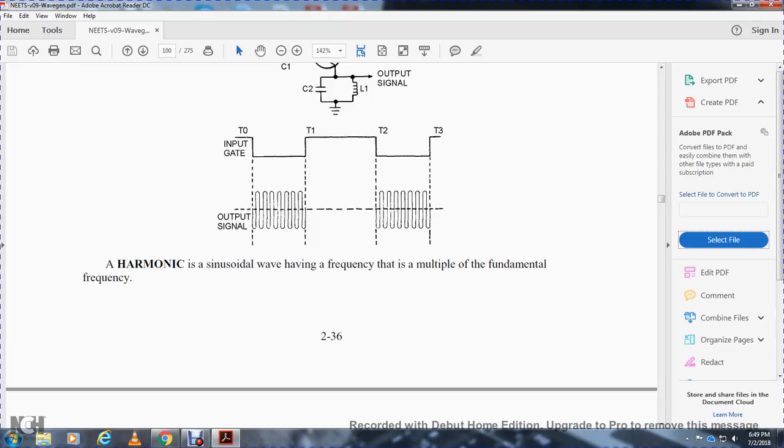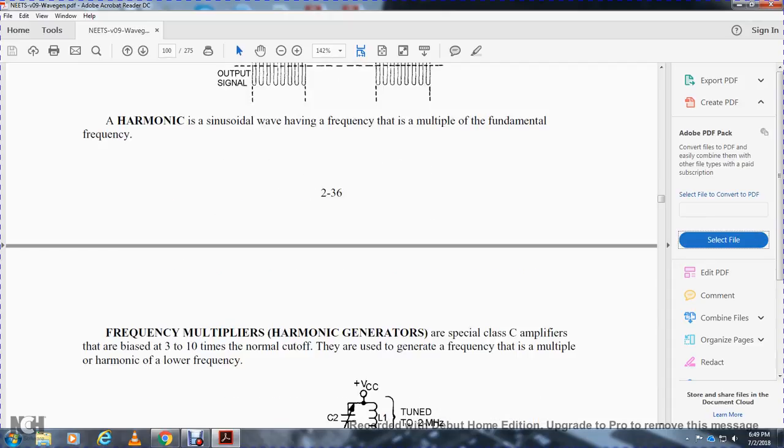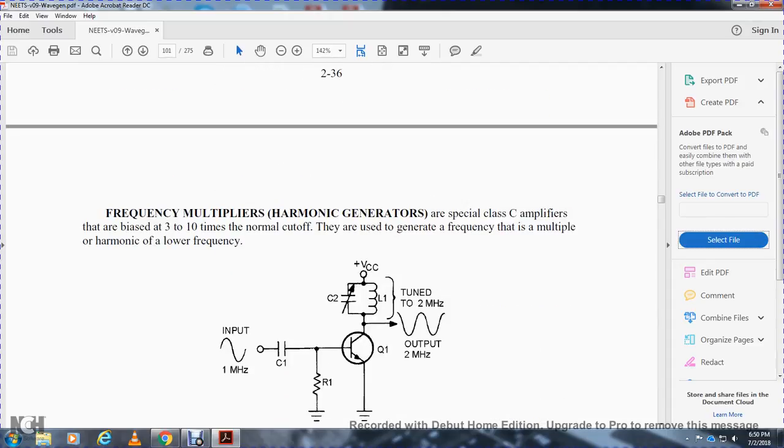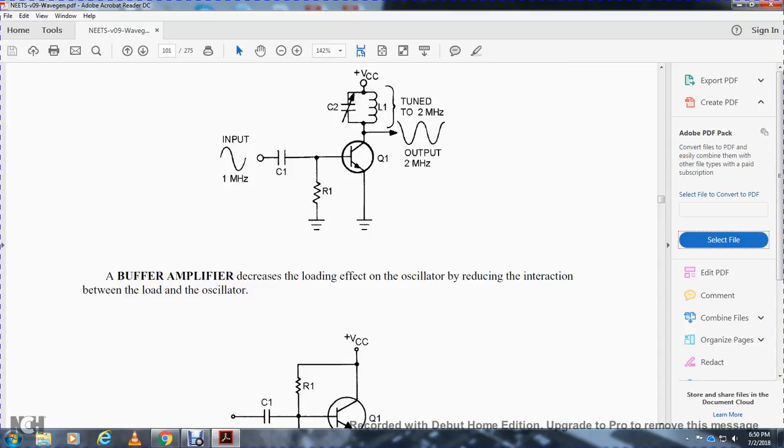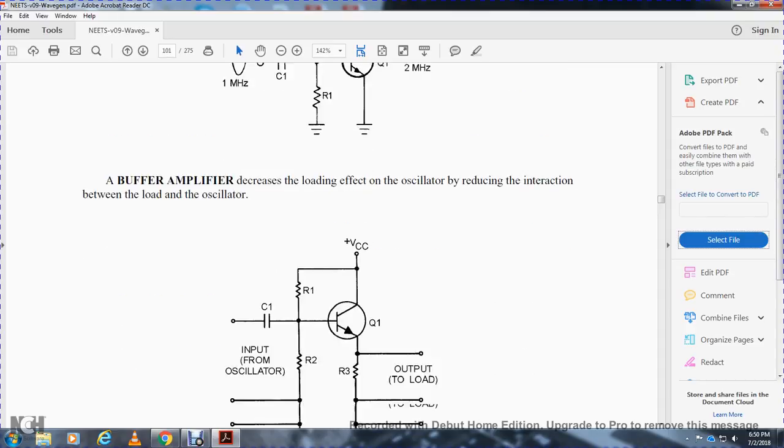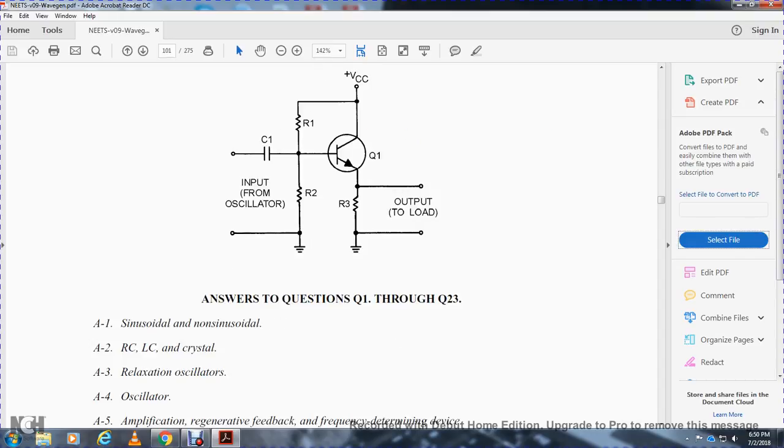A harmonic is a sinusoidal wave having a frequency that is a multiple of the fundamental frequency. Harmonic generators are specialized class C amplifiers biased three to ten times normal cutoff. They usually generate a frequency that is a multiple, or harmonic, of the lower frequency. A buffer amplifier decreases the loading effect on the oscillator, reducing the interaction between the load and the oscillator. And that was the Chapter 2 summary.